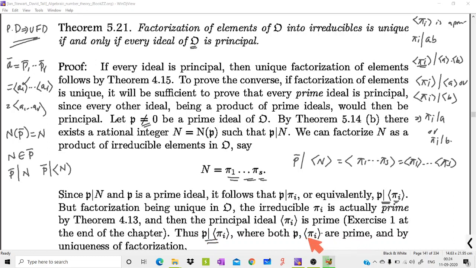Then we have the reverse divisibility as well. So P divides this, and the ideal generated by pi i divides P. So we get P is equal to the ideal generated by pi i. This shows that this non-zero prime ideal is always a principal ideal. So every non-zero prime ideal is a principal ideal. Consequently, every non-zero ideal is a principal ideal. This shows that this O is a principal ideal domain. Now we have the reverse implication as well. So this Theorem 5.1 follows.